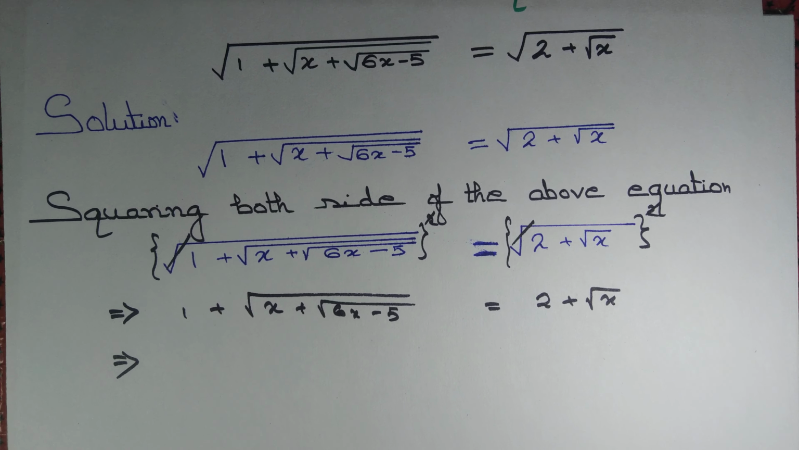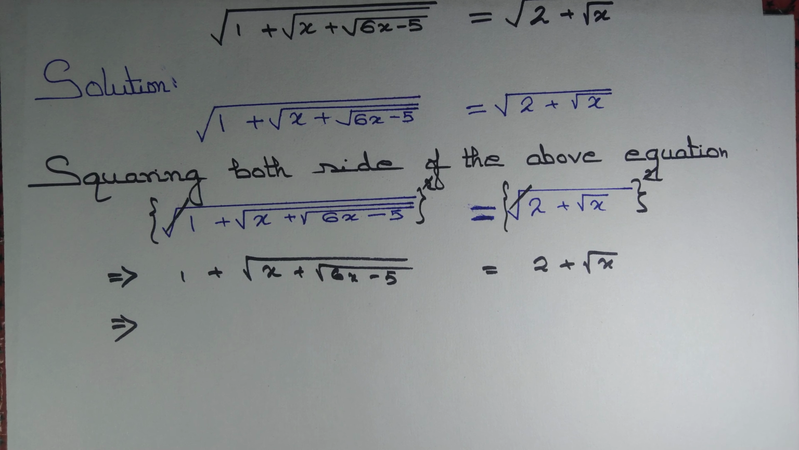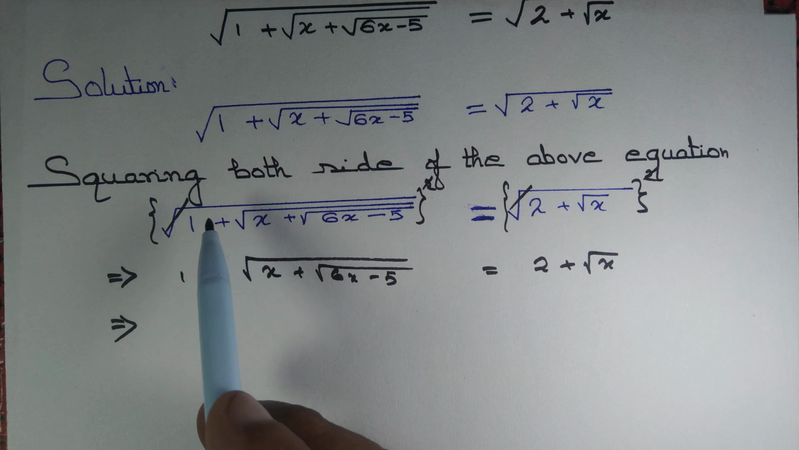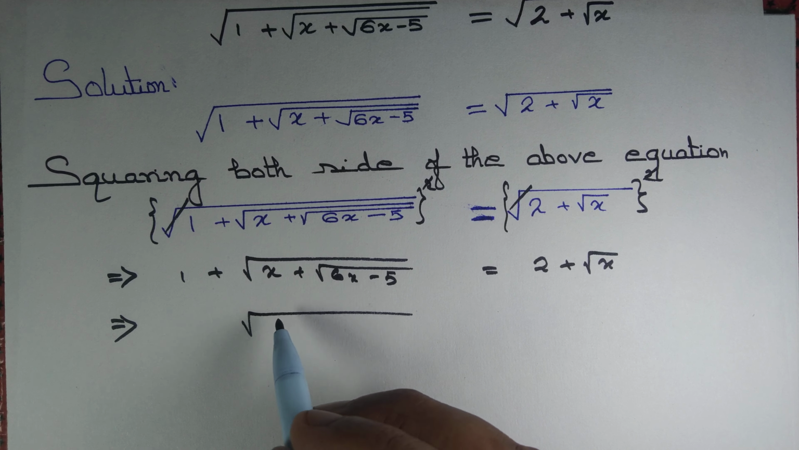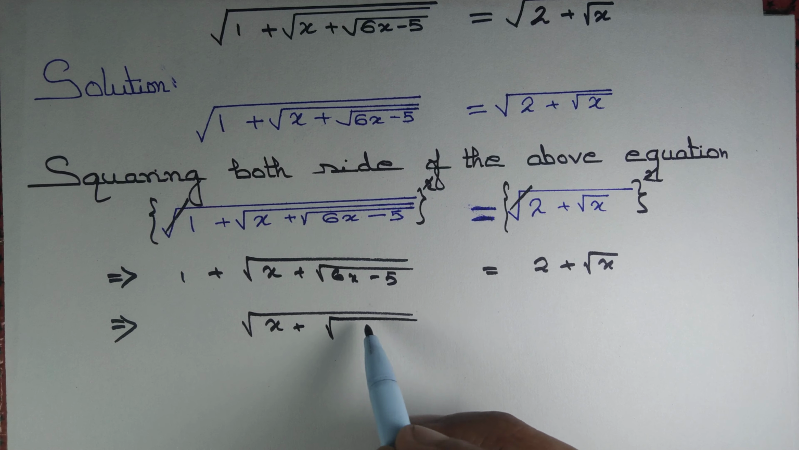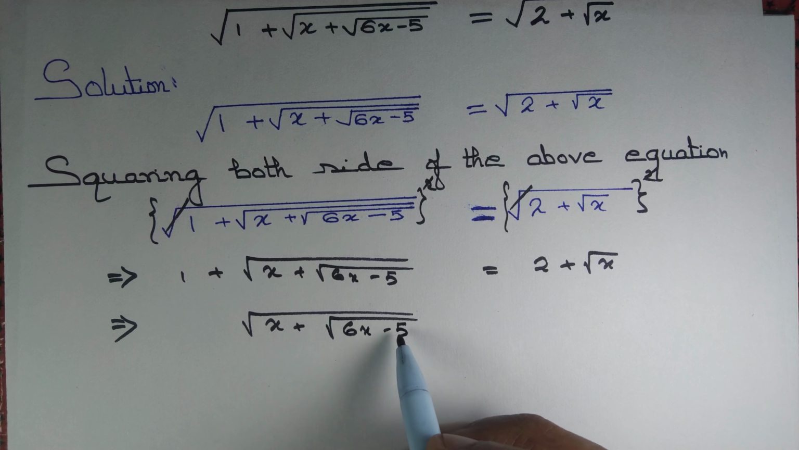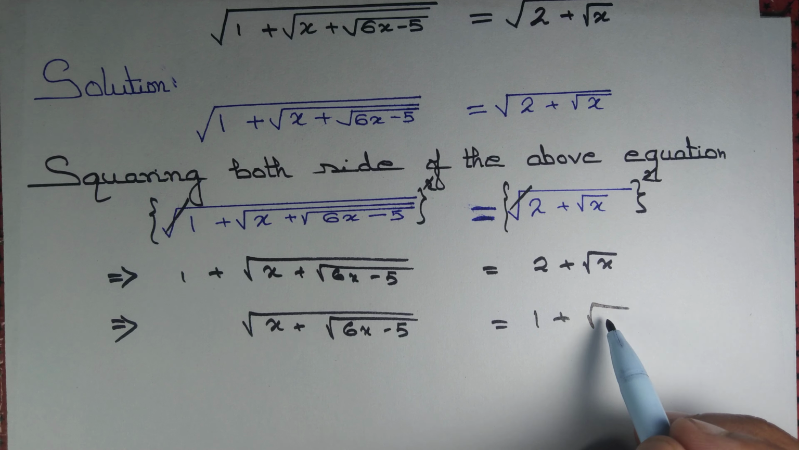Okay, we want to simplify this expression before solving it. Obviously, we can take 1 to the right hand side and 2 minus 1 is 1. So square root of x plus root of 6x minus 5 equal to 1 plus root x.